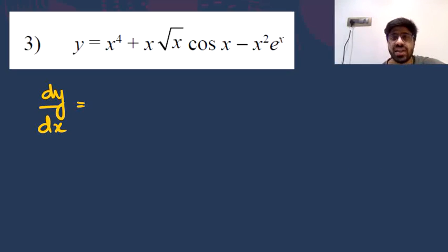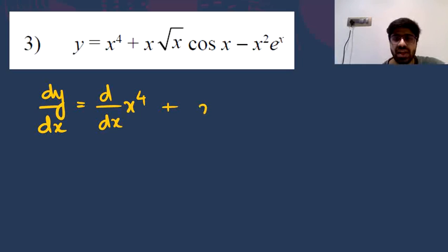So we have dy by dx. If you take a derivative on both the sides, the left hand side will be dy by dx, and on the right hand side it will be d by dx of x power 4 plus x root x. This is like x power 1 into x power half, that will be x power 1 plus half, that will be x power 3 by 2. So x root x will be written as x power 3 by 2.